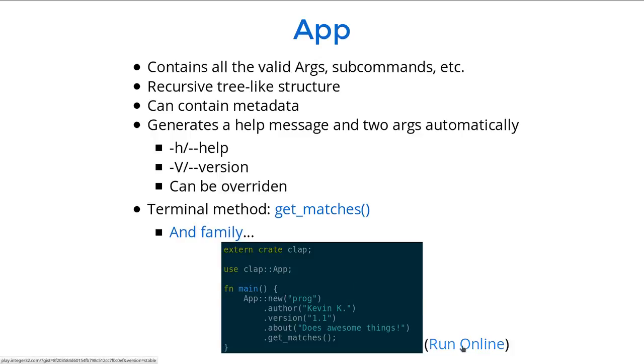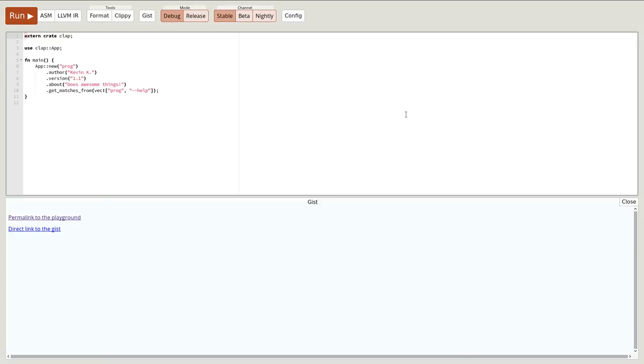Any of these run online links will take you to the Rust playground, but it's the integer 32 playground, which allows you to use external crates. The only difference here is instead of the code snippets that you'll see throughout the talk, I've changed them over to get_matches_from, which allows you to supply your own sort of argv that you're going to match from instead of what Rust uses by default, which is the environment.